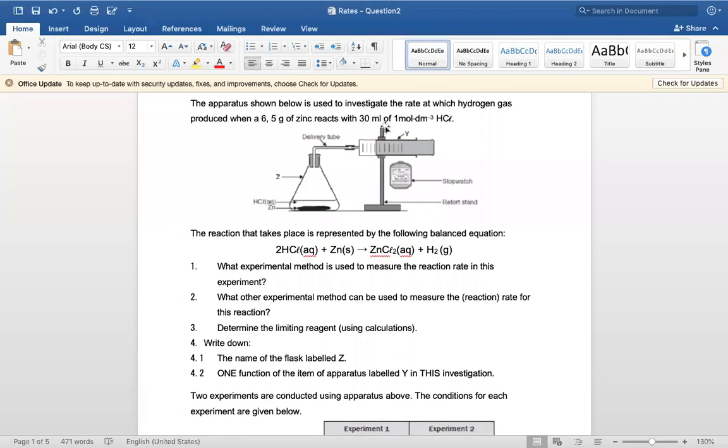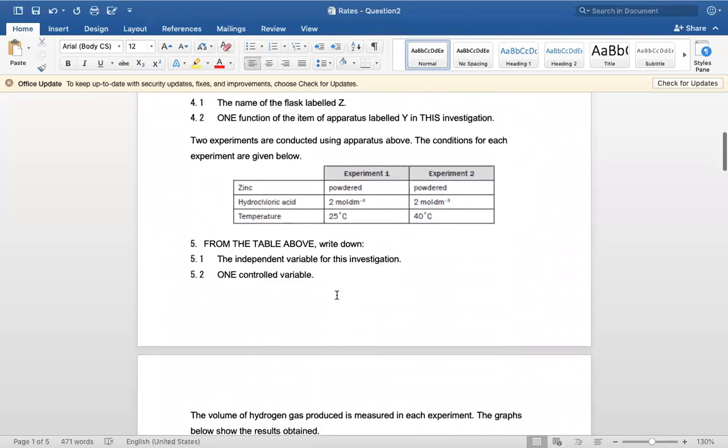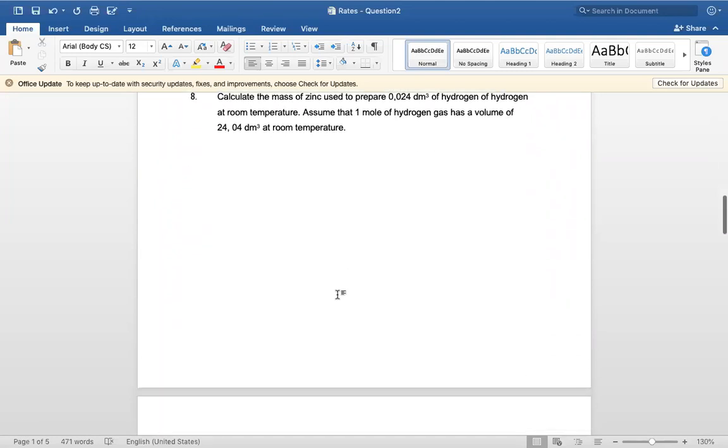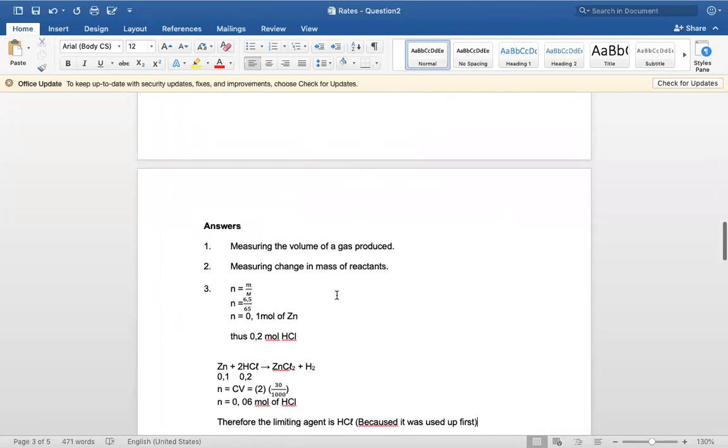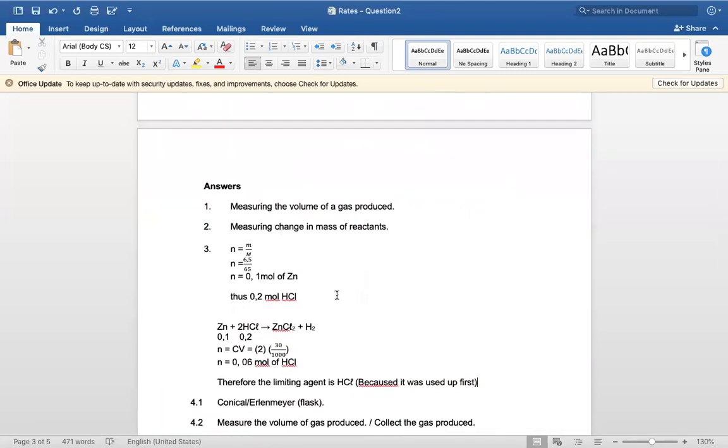Then question 4.2: one function of the item of apparatus labeled Y in this investigation. So what's the apparatus labeled Y? It's a gas syringe. And what's the purpose of the gas syringe? The hydrochloric acid reacts with the zinc, and the hydrogen gas given off will be collected by the gas syringe. So it's used to collect and measure the volume of the hydrogen gas that is released.